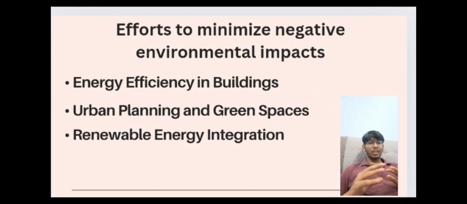And wind energy. Wind turbines, both onshore and offshore, harness wind power to generate electricity. Wind energy is one of the fastest growing renewable energy sources, contributing significantly to reducing carbon emissions.